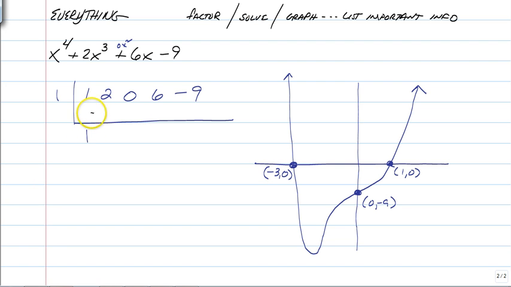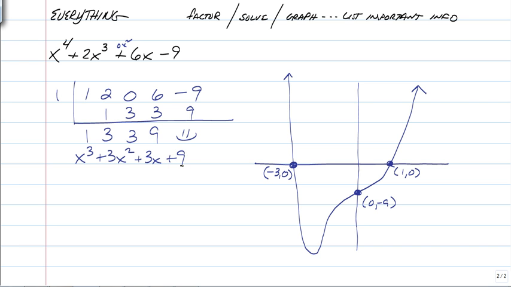So bring down your 1. That's a 1. That's a 3. That's a 3. That's going to give you a 3. That's going to give you another 3. That's going to give you a 9. That's going to give you a 9. That's going to give you a smiley face. That is an x cubed plus 3x squared plus 3x plus 9.